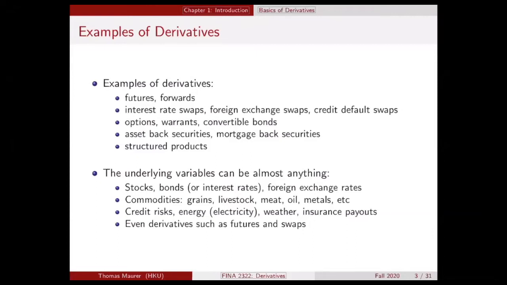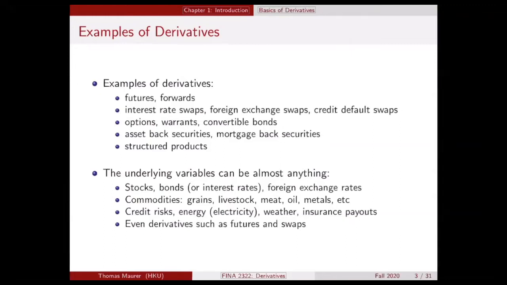Then what are the underlying variables of derivatives? Well, basically, you can choose almost anything as long as it is observable and market participants can agree on its current value. Typical underlying variables are stocks. Then you can also have bonds or interest rates. It could be foreign exchange. Then you can also have derivatives written on commodities.